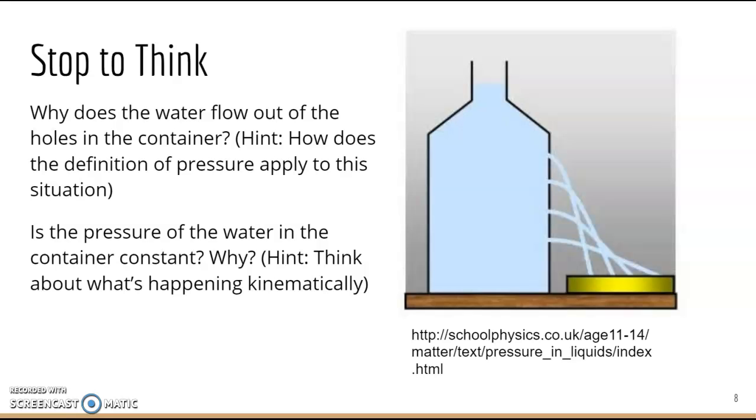Looking at this diagram, we see that these streams of water don't all end in the same spot. That's pretty interesting. So I'll ask you, why does the water flow out of these holes in the container? A hint here: why does the definition of pressure apply to this situation?